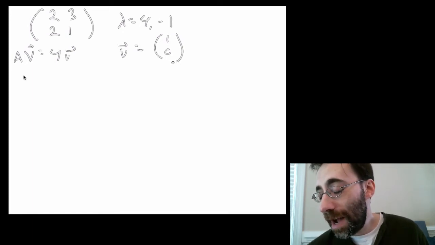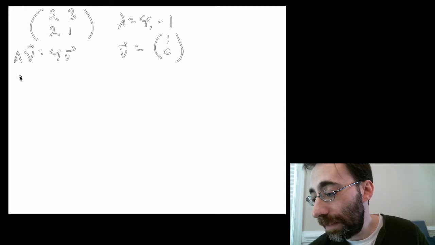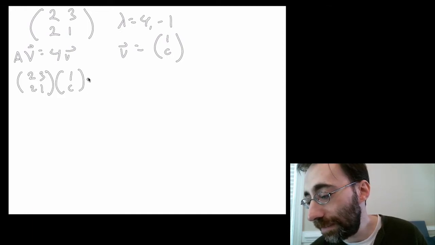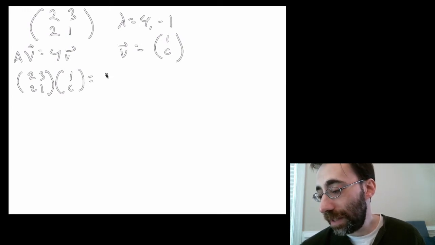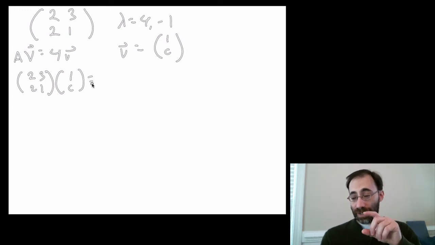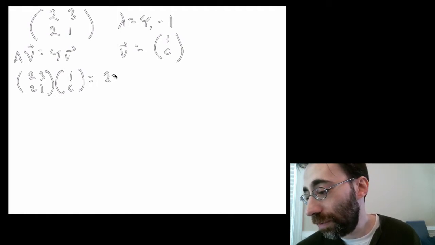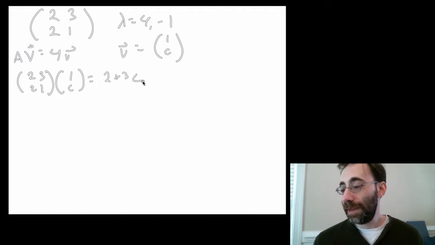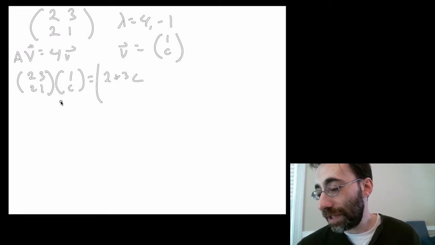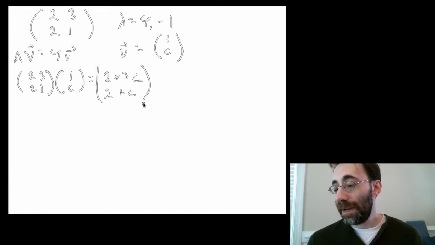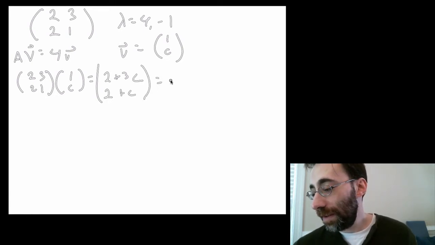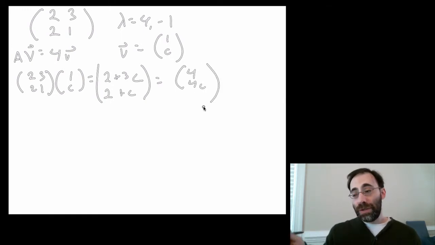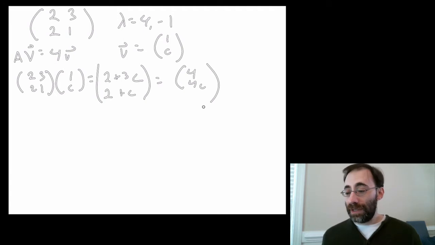That's true. On the left side, you have the matrix (2, 3; 2, 1) times (1, c). The first row times the first column is going to give you 2 plus 3c. And the second row times the first column is going to give you 2 plus c. Now on the right-hand side, you have 4 times v. 4 times v is going to be 4 times (1, c), giving 4 and 4c. That gives us two equations and two unknowns. They're the same equation. How can you tell?